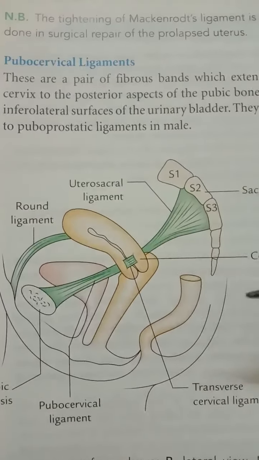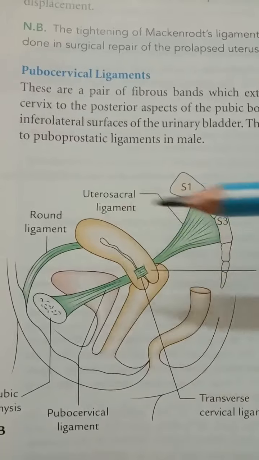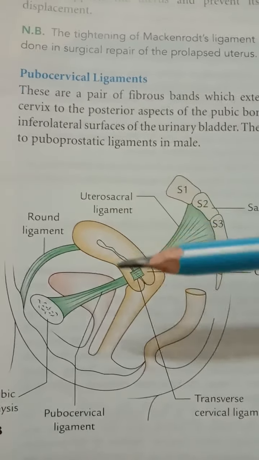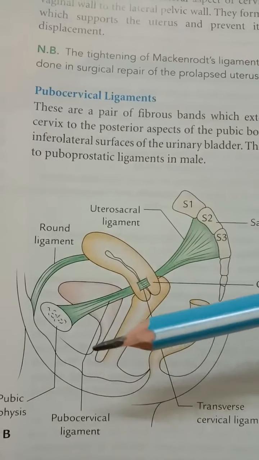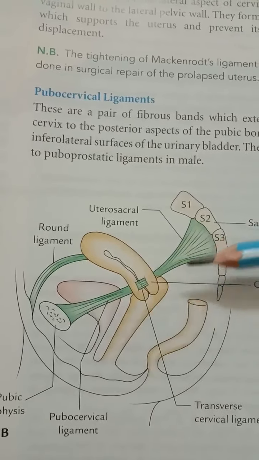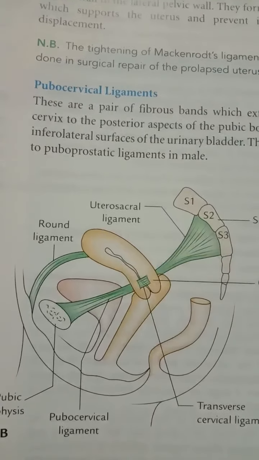Then the secondary support consists of the broad ligament, then the uterovesical fold of the peritoneum and the rectouterine fold of the peritoneum, which is present posteriorly, and the anterior side.